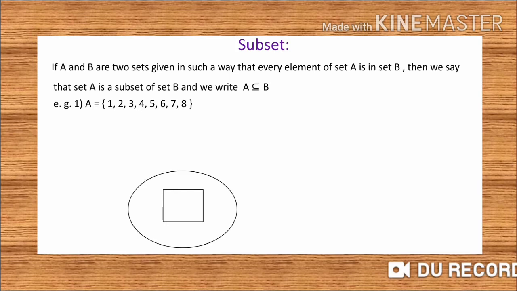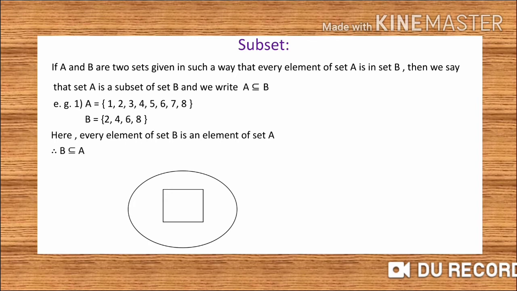Let's take an example. Set A consists of elements 1, 2, 3, 4, 5, 6, 7, 8 and set B contains elements 2, 4, 6, 8. Now see, all the elements of set B are present in set A. Here, every element of set B is an element of set A. Therefore, we can say that B is a subset of A.